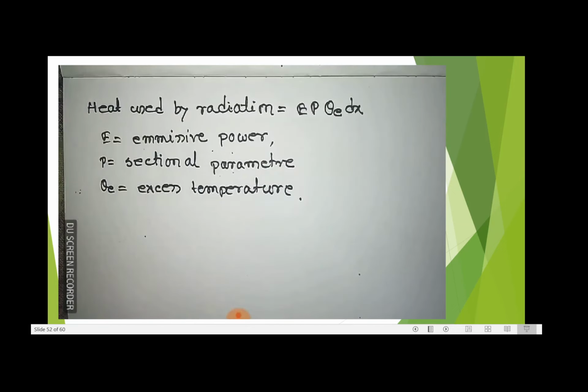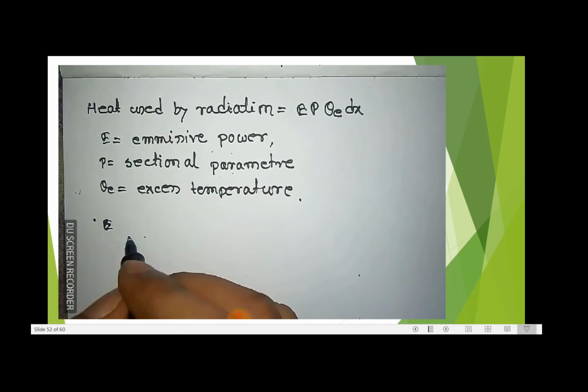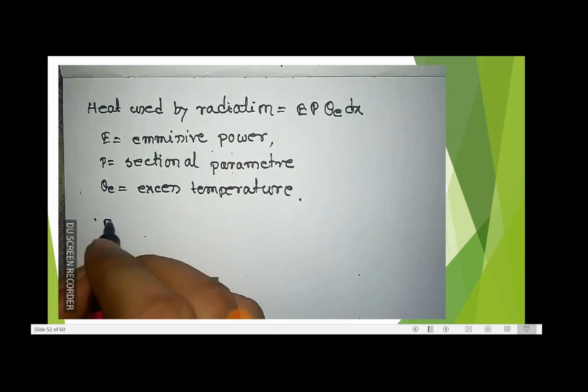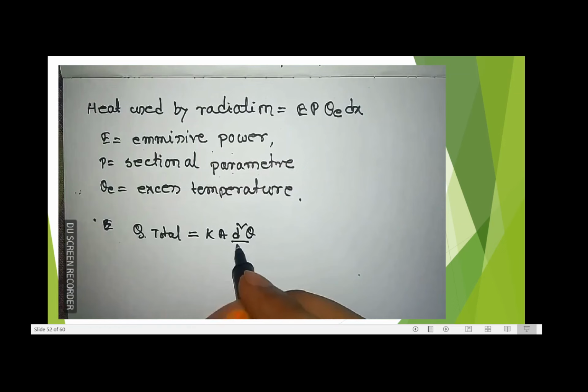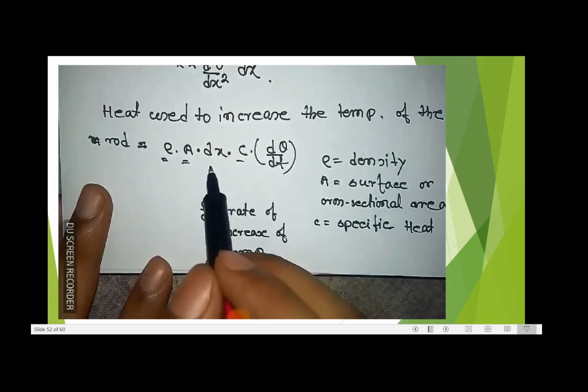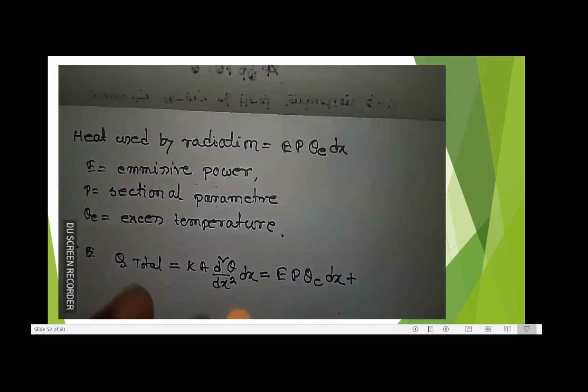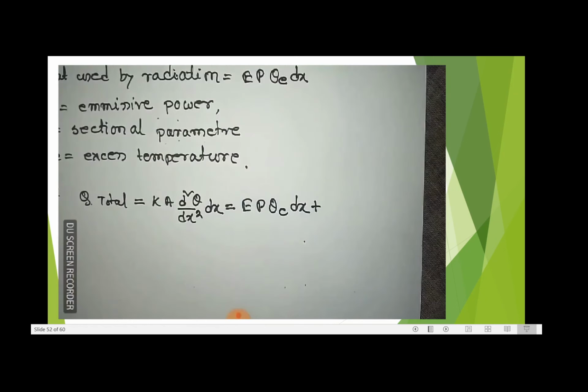And now the total heat, K A d2 theta/dx2 into dx, is equal to the heat used in radiation plus the heat used to increase the temperature of the rod. From the previous page, that is rho A dx c d theta/dt, which will be summed with that, and we write it like that.